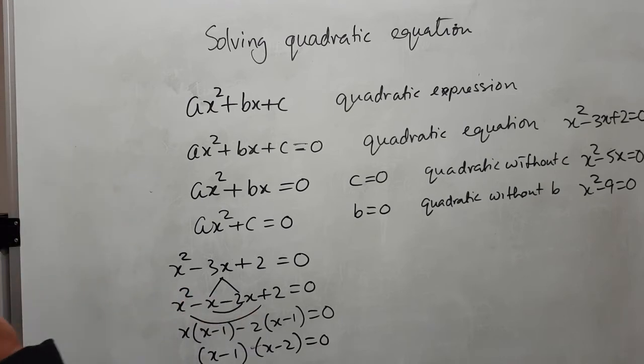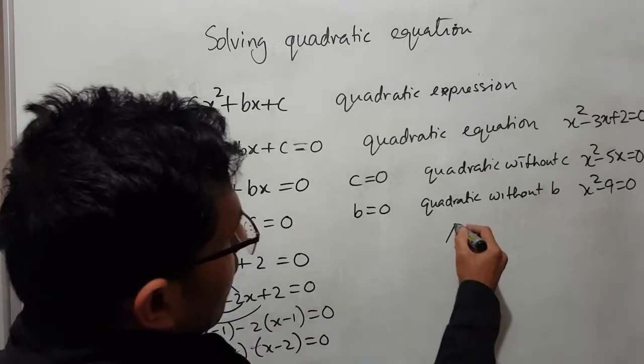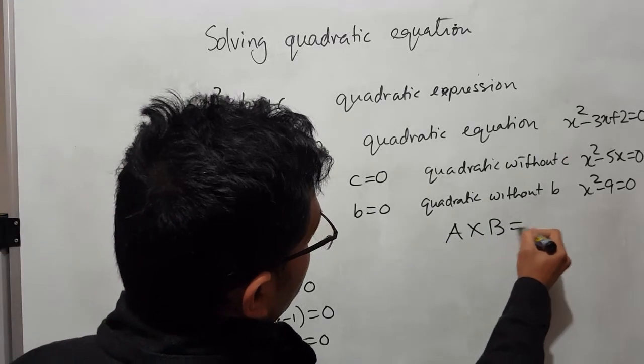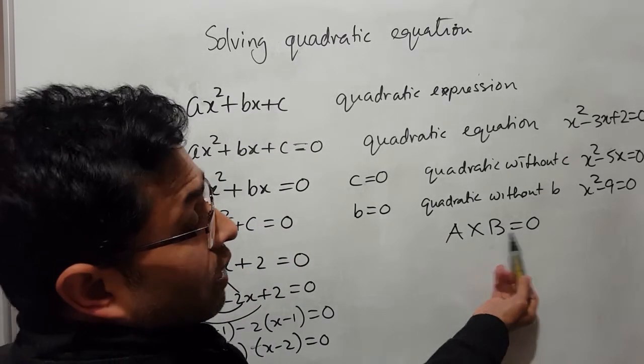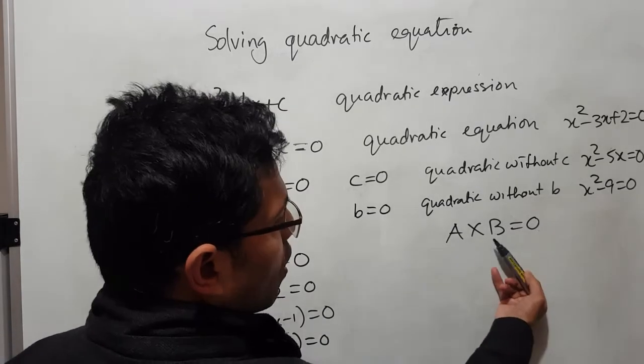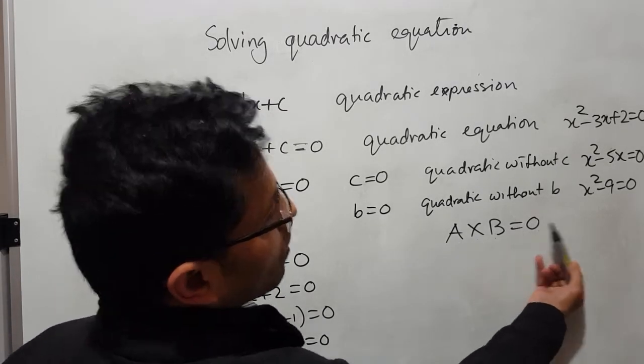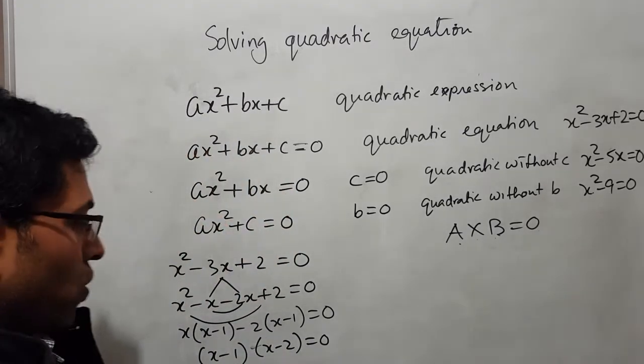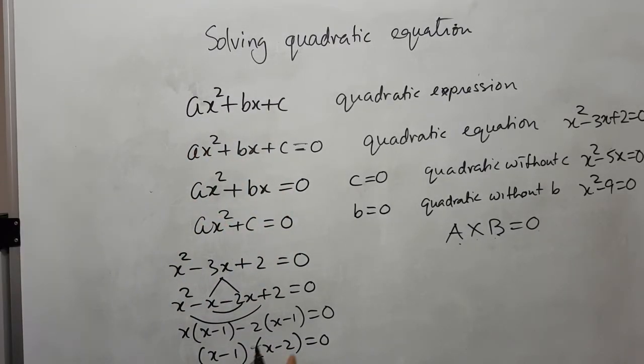So when we have this times this equal to 0, say a times b equal to 0, in order to make this product 0, either a is 0 or b is 0. Then 0 times b is 0, or a times 0 is 0. So any one of these should be 0. It's the same thing here. There are two terms in a product relation.